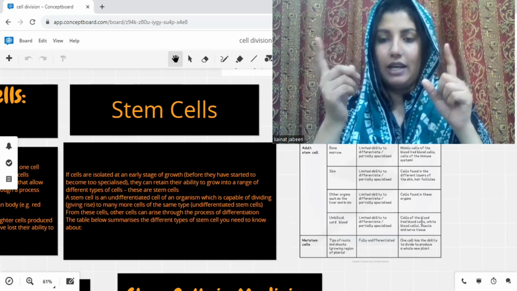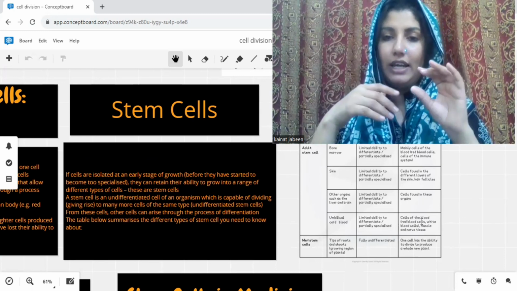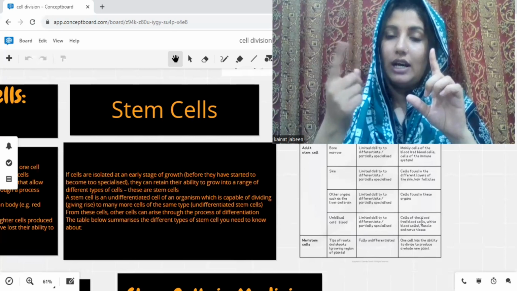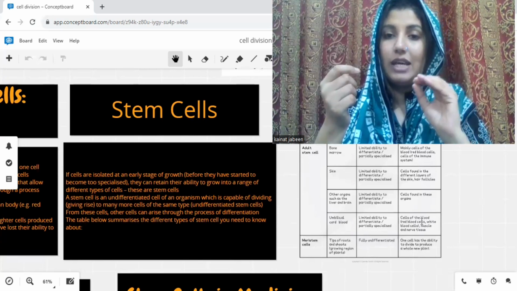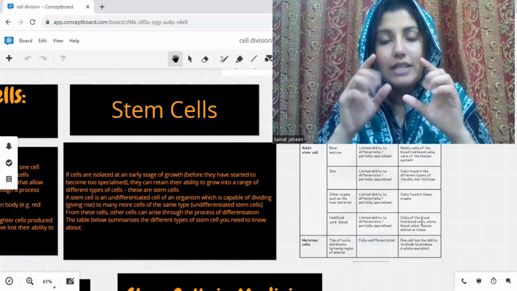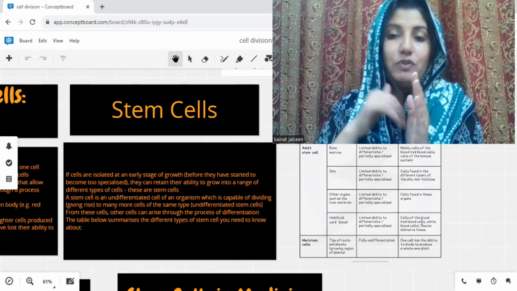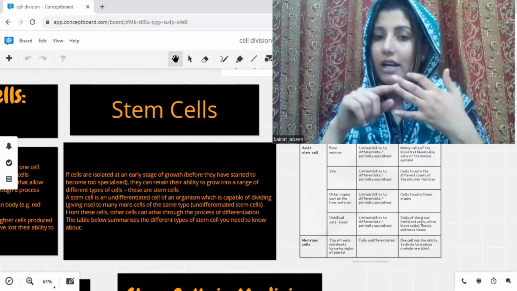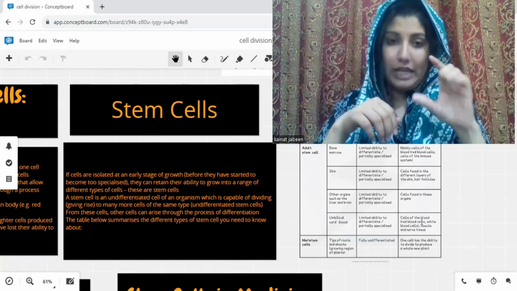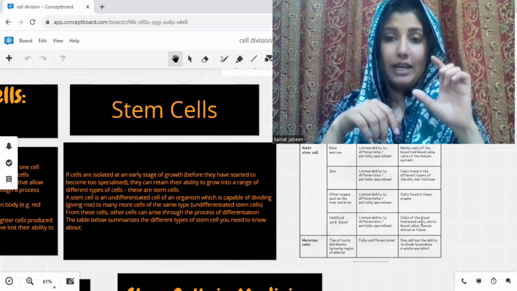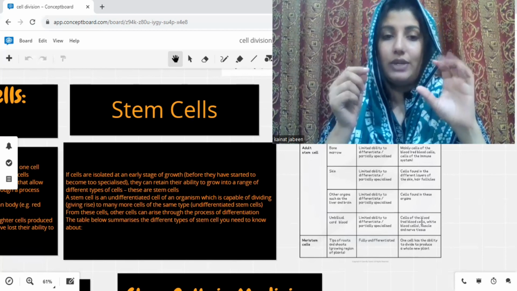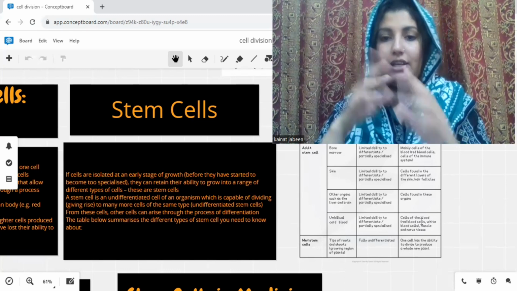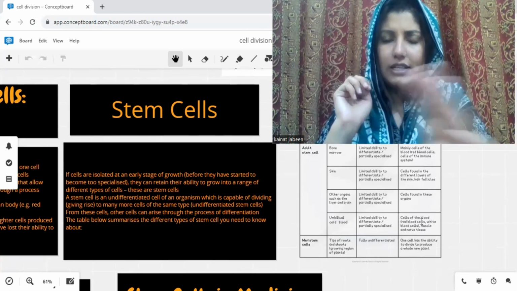When a sperm and an egg fertilize each other, they make an embryo. That embryo, before the division and growth happen, is known as stem cells. Now this embryo has the ability to divide into differentiated cells. They can form brain cells, eye cells, nose cells, heart cells, different types of cells. So that is the stem cells: the embryo before starting division, which can produce a lot of different types of cells.